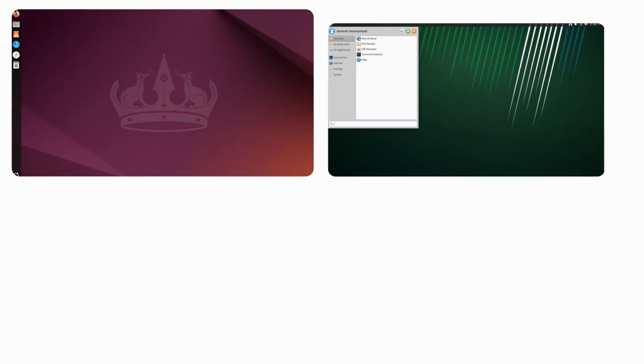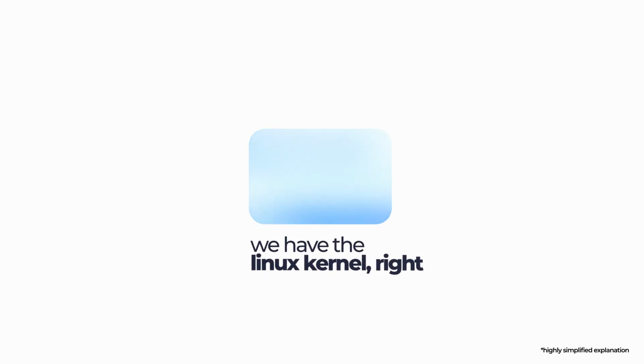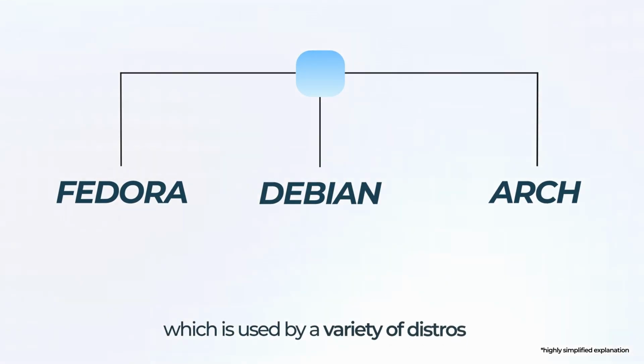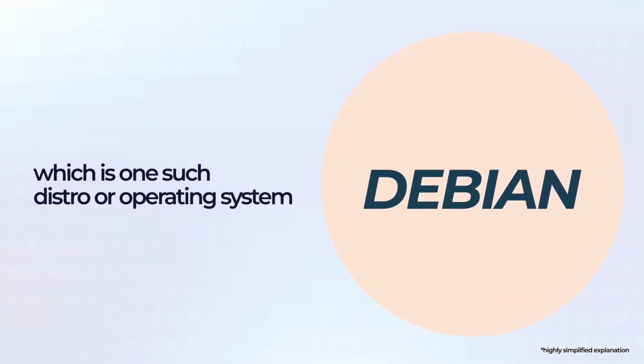Okay, I'm going to show you 4 different images. This, and this. All of these images are from one single distribution. That is the very popular and well-known Ubuntu. But what's different here is the desktop environment. Let me explain. So at the core, we have the Linux kernel, right? Which is used by a variety of distros. Let's take Debian for example, which is one such distro or operating system.